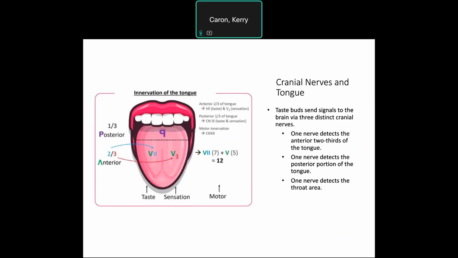Cranial nerves and the tongue. We have a few that are involved here. Taste buds send signals directly to the brain through 3 different cranial nerves. One cranial nerve detects the anterior 2/3 of the tongue. So the front 2/3 is one cranial nerve. One cranial nerve detects the back or posterior third, and one for the throat.